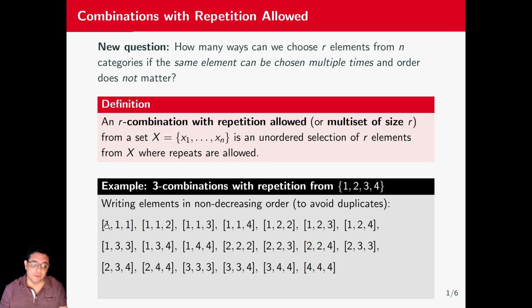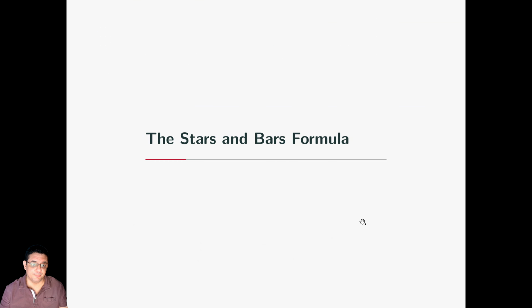We'll have 1, 1, 1; 1, 1, 2; 1, 1, 3; 1, 1, 4. Then we go to 1, 2, 2; 1, 2, 3; 1, 2, 4; 1, 3, 3; 1, 3, 4; 1, 4, 4, and so on and so forth. As you can see, we have repetitions of an element twice and even three times, and we have all the possible combinations. Here we get a total of 20 multisets of this type.